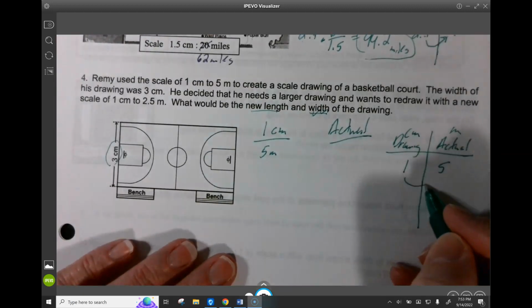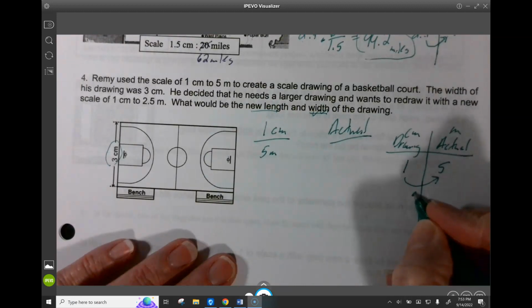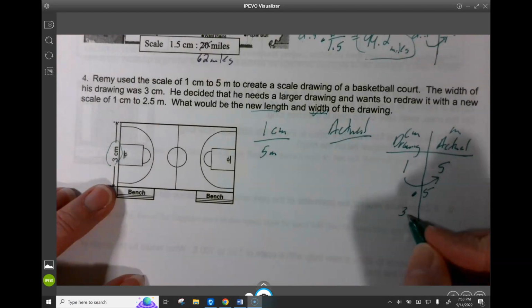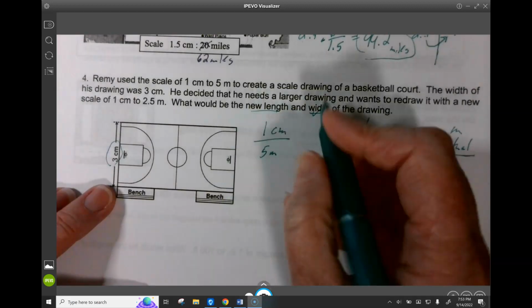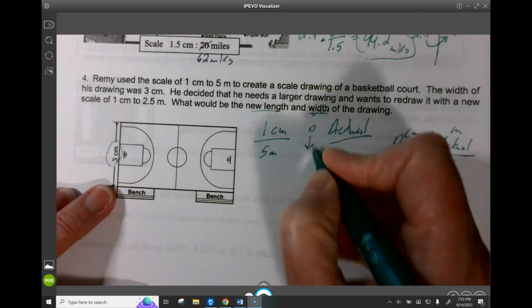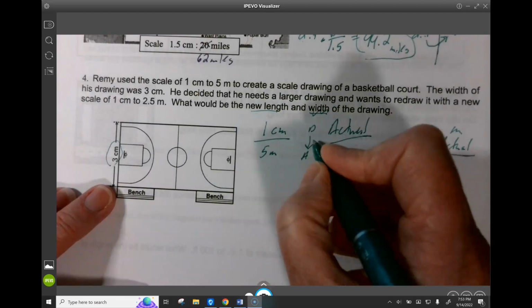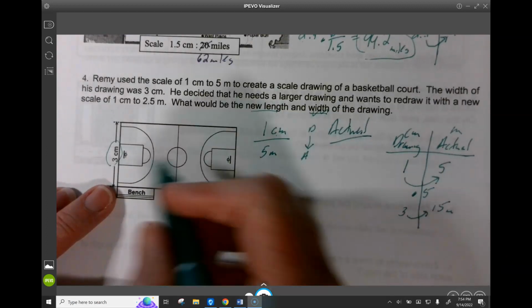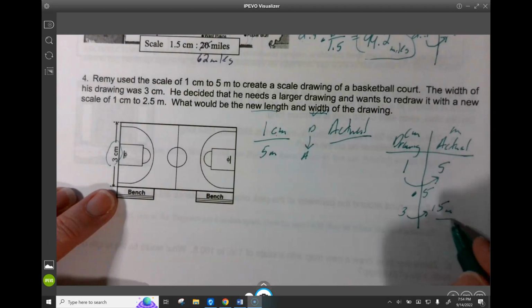So if I'm going to go from here to here, what did I do? I multiplied times 5. So if I have 3 centimeters, I'm going to multiply times 5. And if I'm going from drawing to actual, I'm going to multiply by 5 over 1 because it has to get bigger. So I get a 15. So 15 meters is the new court. Okay, so this is the new one.